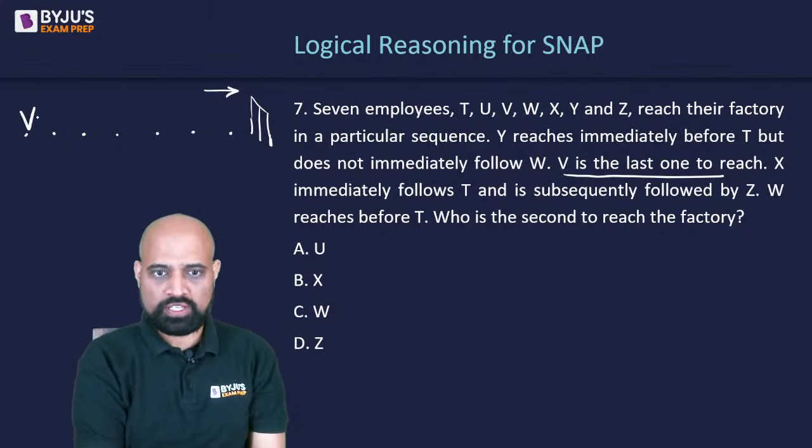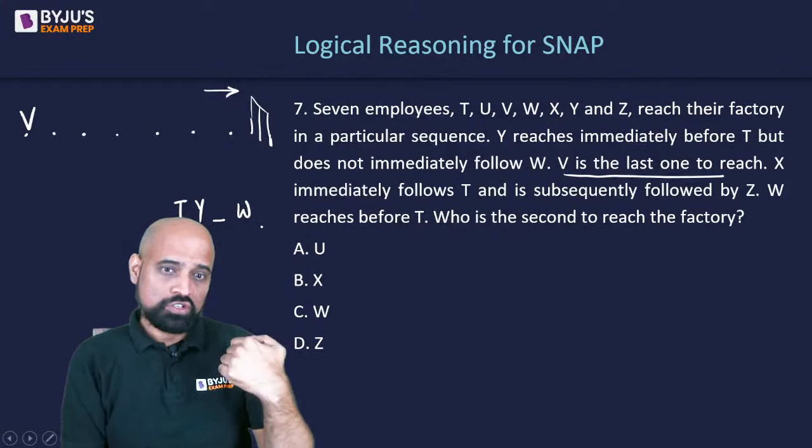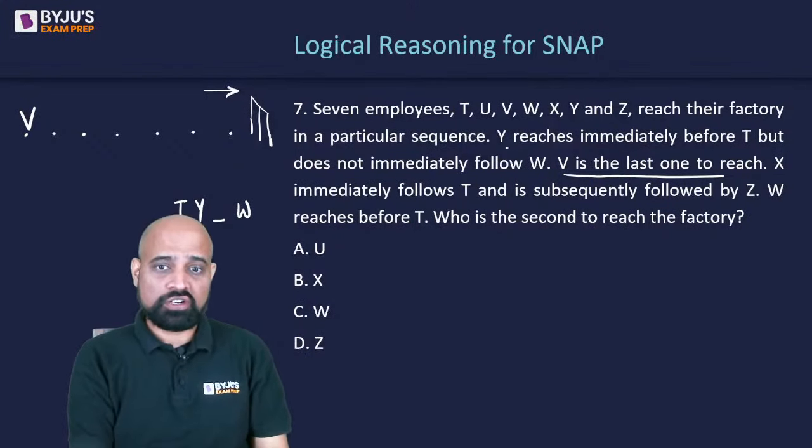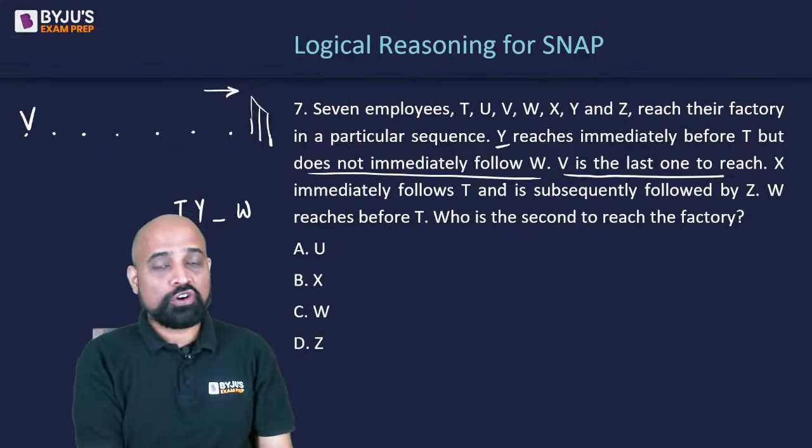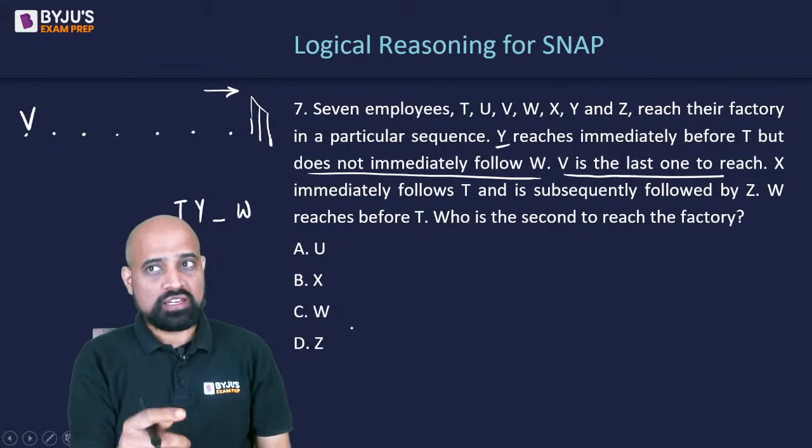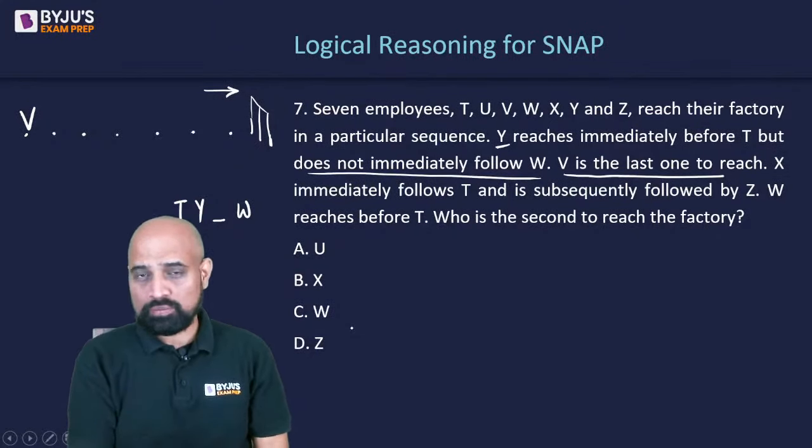So Y reaches immediately before T, so I wrote that down, but does not immediately follow W. So does not immediately follow W means there is going to be some space between Y and W. Y is following W. When you follow someone, you're actually behind them. So when it says that Y does not immediately follow W, Y is not exactly behind W. That's what it means, right?